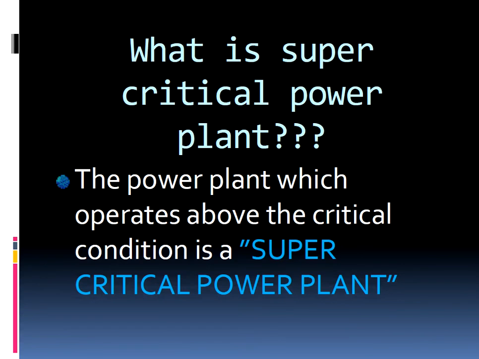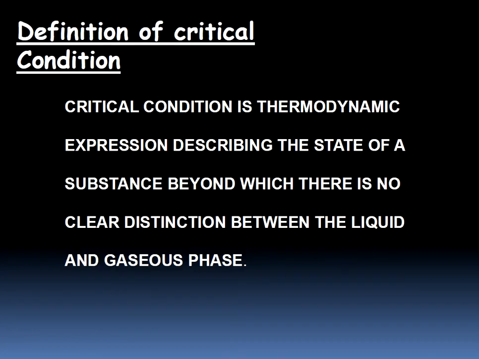A power plant which operates above the supercritical conditions is called a supercritical power plant or a supercritical boiler. Now, what is a supercritical condition? Critical condition is a thermodynamic expression describing the state of a substance beyond which there is no clear separation or distinction between liquid and gaseous phase. Both the liquid and gaseous phase are going to be the same above the critical condition.